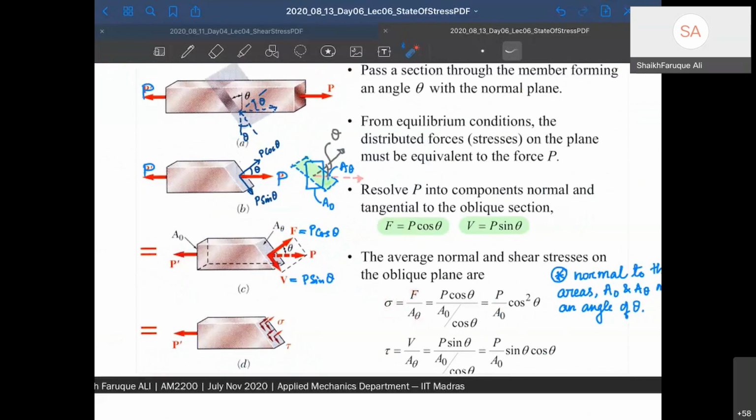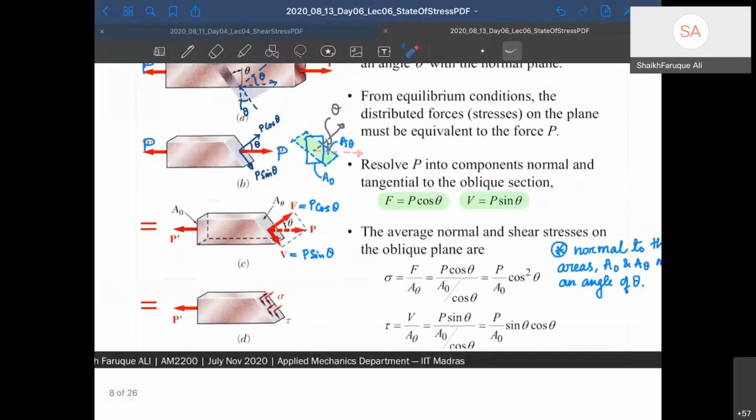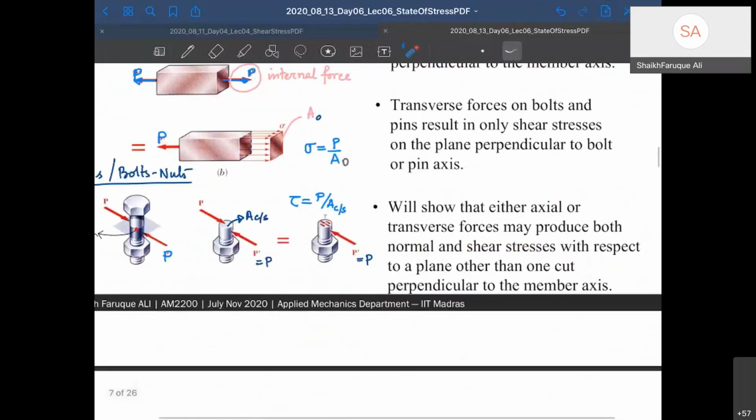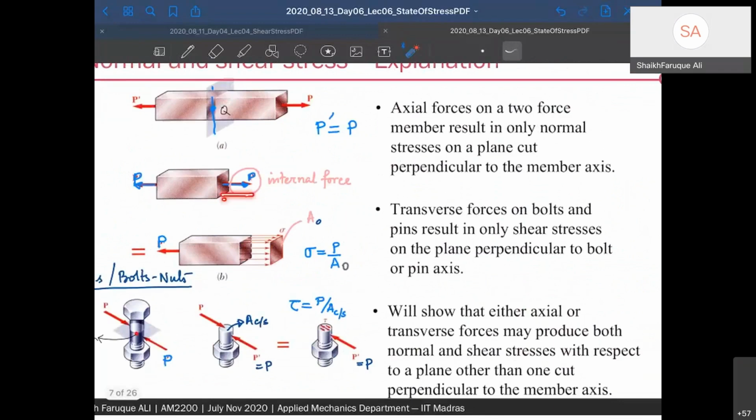So P cos theta divided by A0 by cos theta gives you P by A0 cos square theta. Now you can see my average stress when I was having a vertical cutout was P by A0, right? Now it has changed to P by A0 cos square theta. Similarly, my shear stress, which was 0, right? In that case there was no shear stress, remember, because there was no component of the force grazing along the surface. So shear stress was 0.